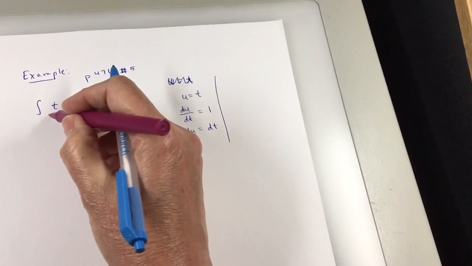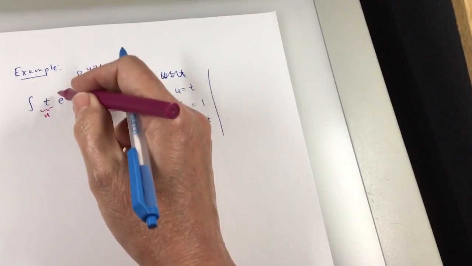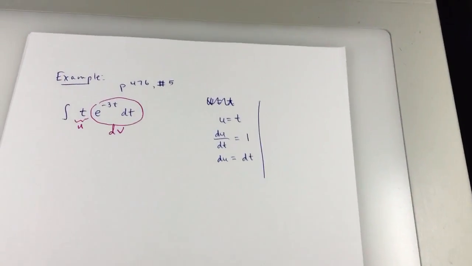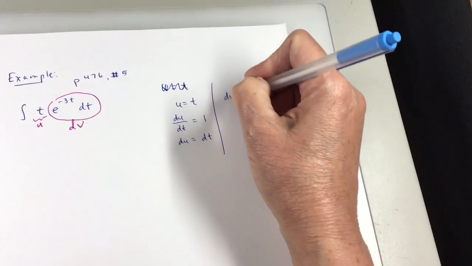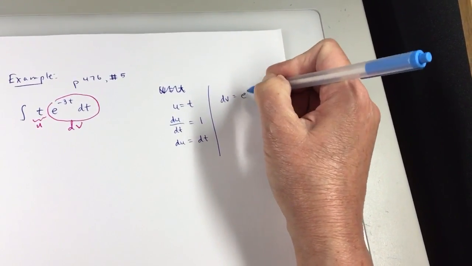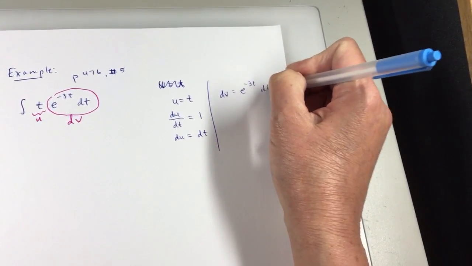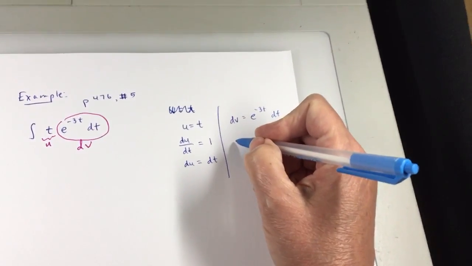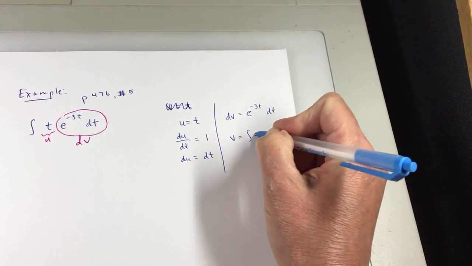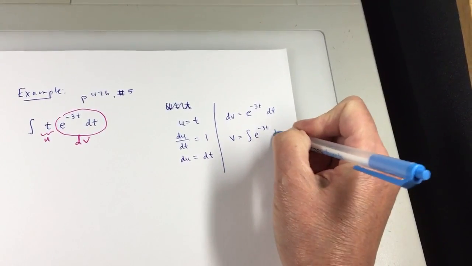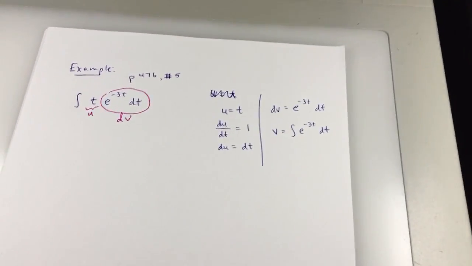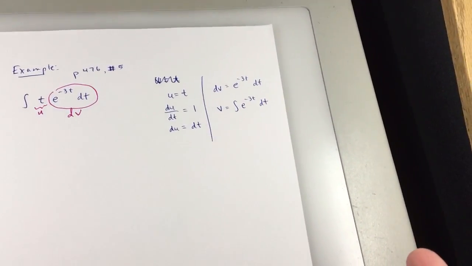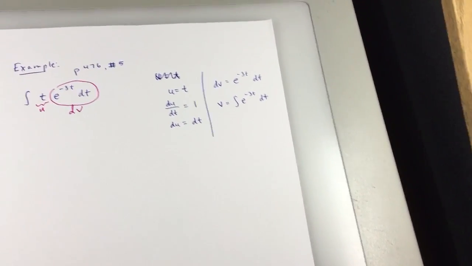So I got the u, that's t. All of this is dv. So dv is e to the negative 3t dt. That means v is the integral of e to the negative 3t dt. Now, how do I do that integral? Some of you might do it in your head.